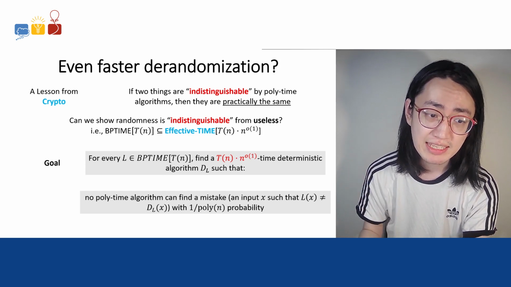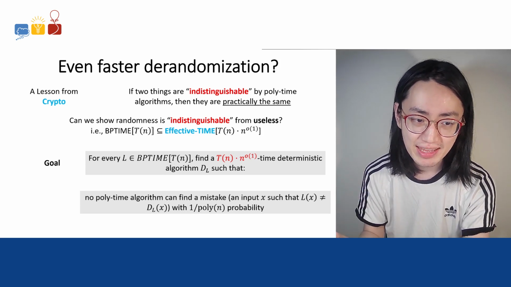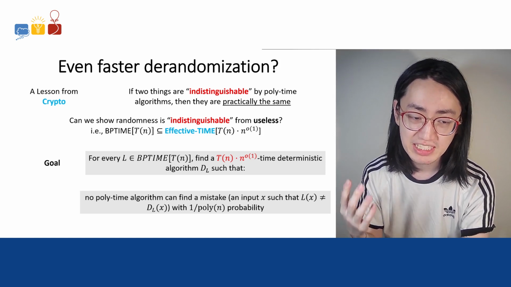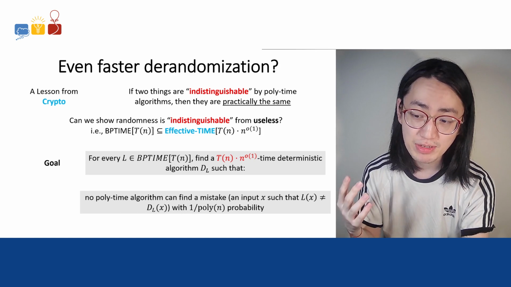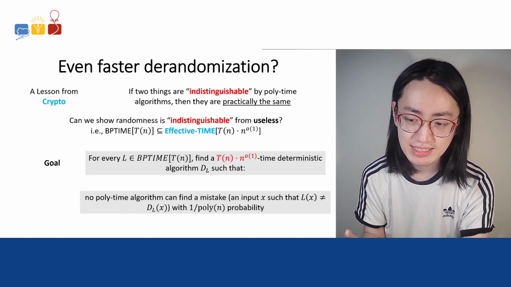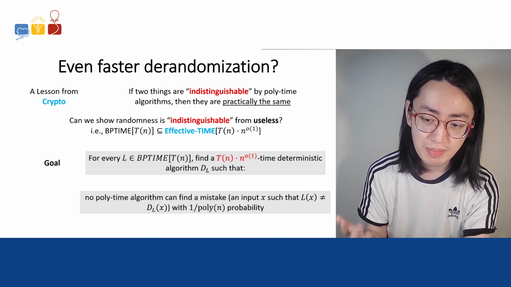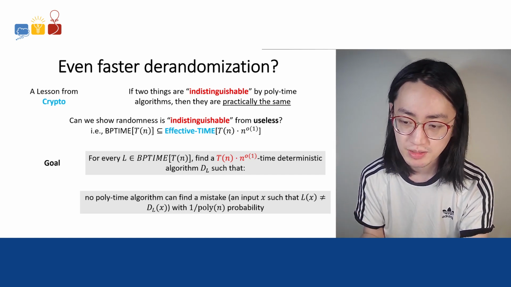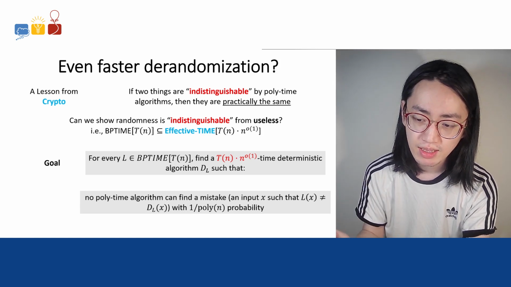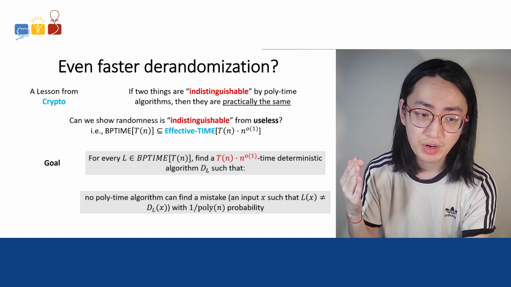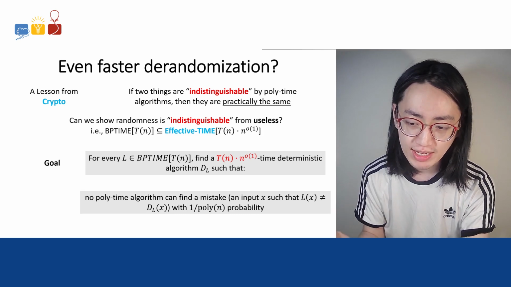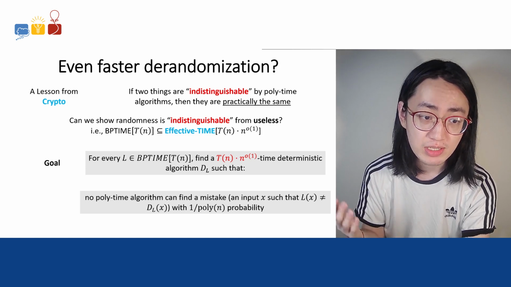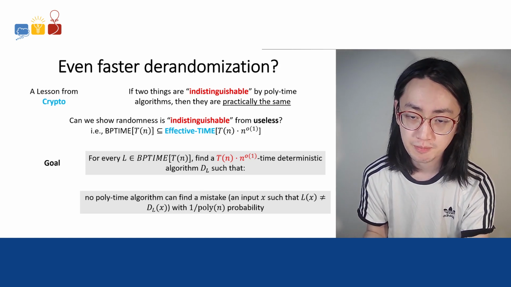In other words, there's no feasible way to find a mistake of our derandomization with non-negligible probability. This is a very strong guarantee as it basically says that although our derandomization could make some mistake, no polynomial time algorithm can find such a mistake. Hence, practically speaking, no polynomial time adversary can break this derandomization by finding a mistake, which is already enough for most of the practical situations.